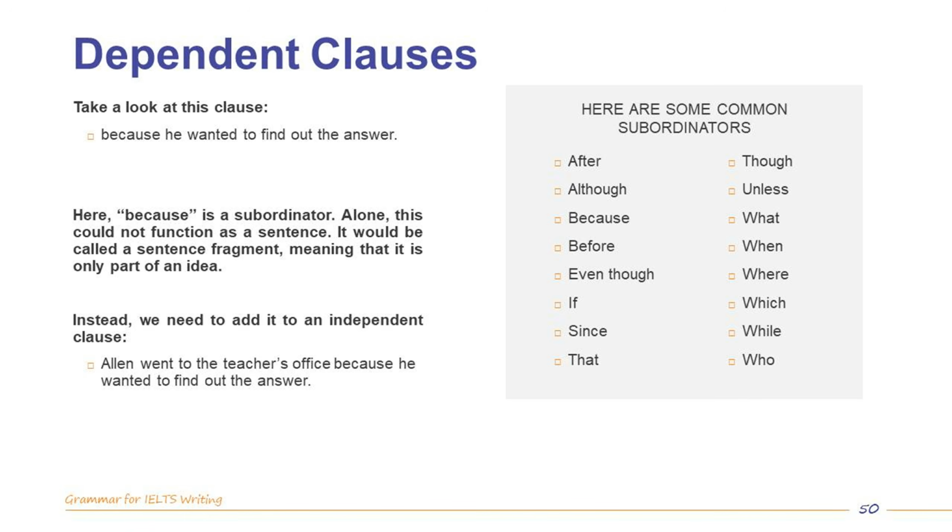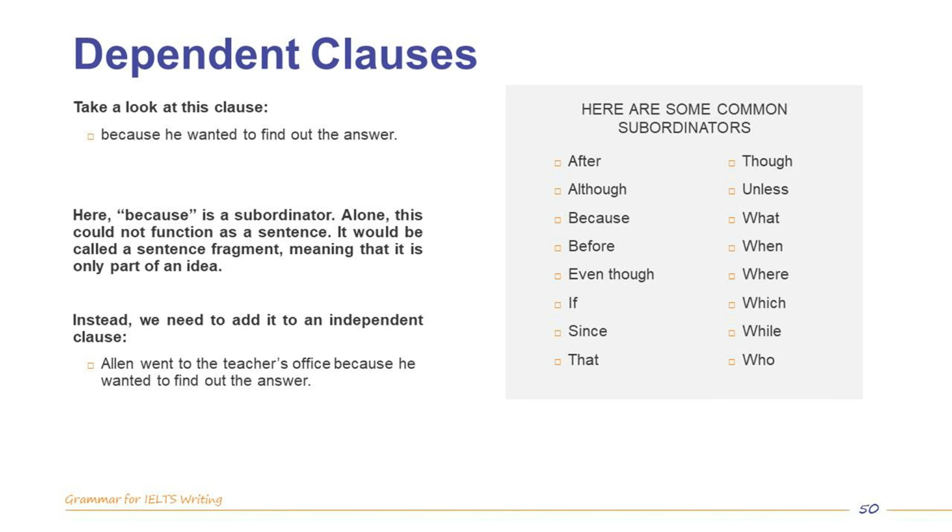On the other hand, dependent clauses do not contain a complete thought. This is because they almost always begin with a subordinator. A subordinator makes this clause less important to the meaning of the whole sentence, and therefore it must be attached to an independent clause to be fully understood. Subordinate means less important, and some people call these subordinate clauses for that reason.